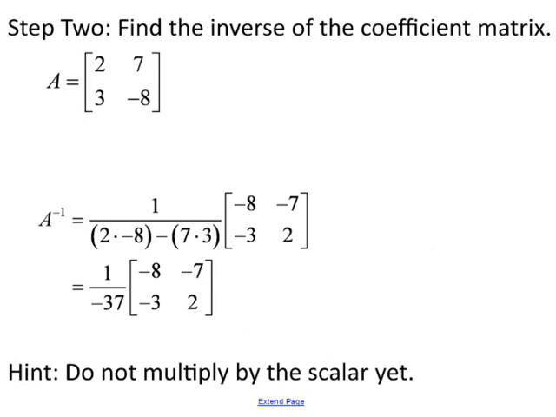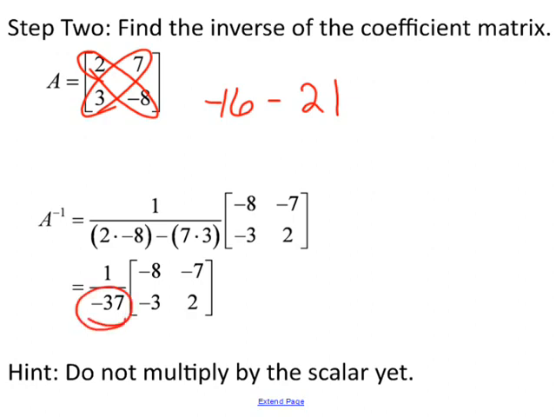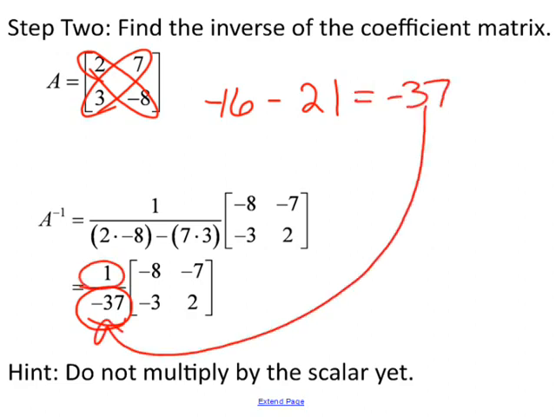Step 2, find the inverse. Again, we know how to do that. Multiply the 2 and the negative 8. We get negative 16. Multiply the 3 and the 7, get 21. And you're going to subtract. When we do that, we get negative 37, which we put down here, and don't forget about the 1 that has to go on top.